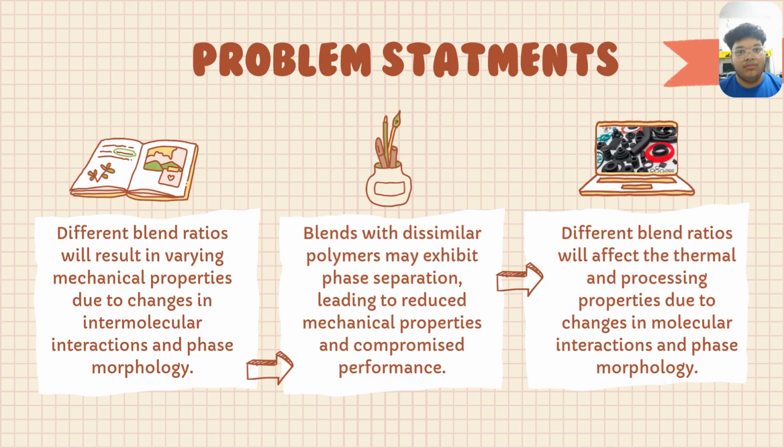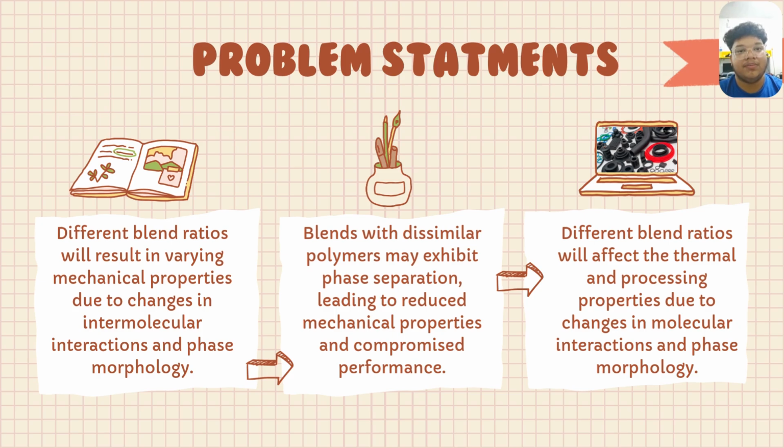Let's explore some of the common challenges faced during the development of polymer blends. Challenge 1. Mechanical properties. Different blend ratios result in varying mechanical properties. This is because changes in the intermolecular interaction between polymers directly affect how well the material can withstand force like tension, compression or bending. Additionally, phase morphology, how the components distribute within the blend, also influences this mechanical outcome, and an unbalanced ratio could lead to weak spots, making the material less reliable for applications requiring structural strength.